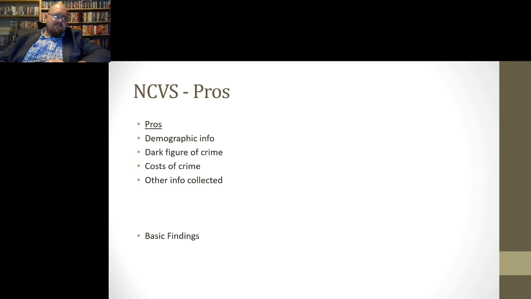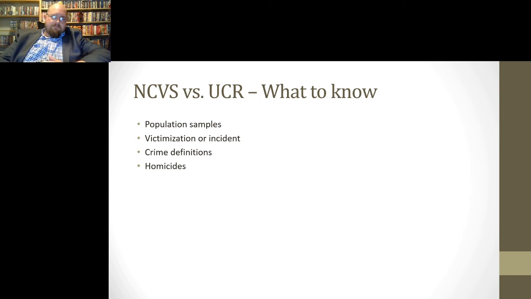Again, some of the pros of the NCVS: it gets demographic information, eliminating the dark figure of crime, and looking at the other effects of crime that take place with the individuals that are facing the offenses. The basic finding is that more crime happens than what's reported to the police, and there's a variety of reasons why people don't report that.